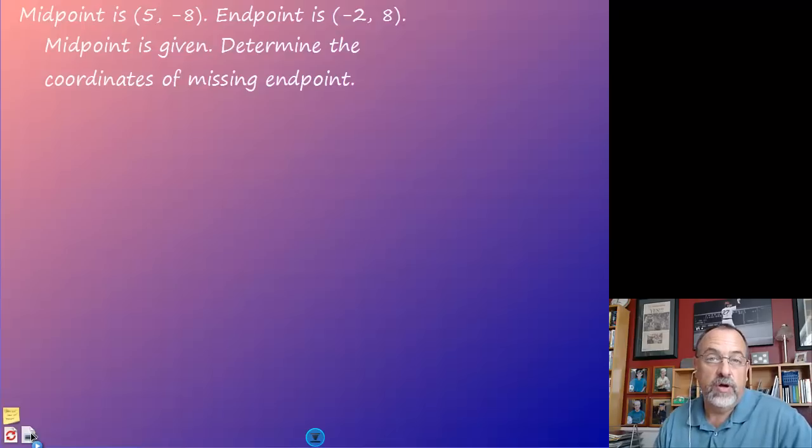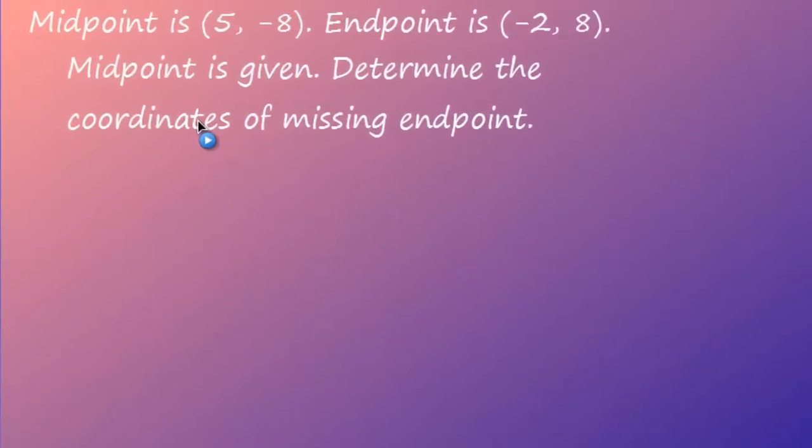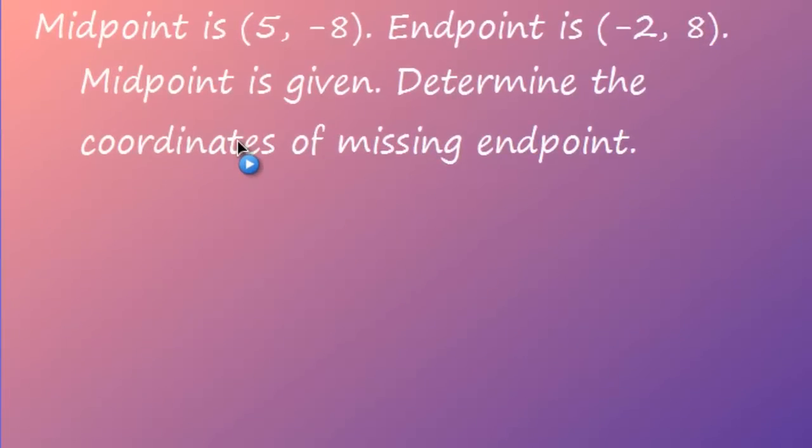Now one little twist to this is a problem like this, where they tell us the midpoint is 5, negative 8, and one of the endpoints is negative 2, 8. The midpoint's given, so we have to determine the coordinate of the missing endpoint. So what that looks like, if we just mentally get a picture of this, let's do it right here. We have a midpoint at 5, negative 8. So right here at 5, negative 8, now that's the midpoint. An endpoint is at negative 2, 8.